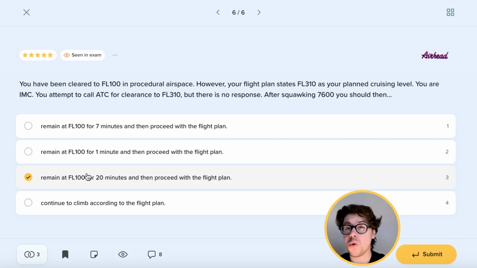However, now there is no more 7-minute rule in the new real life law. So now we only follow 20 minutes. This has been updated, as mentioned, May 2025. However, for exams, remember 7 minutes for radar controlled and 20 minutes for procedural airspace.